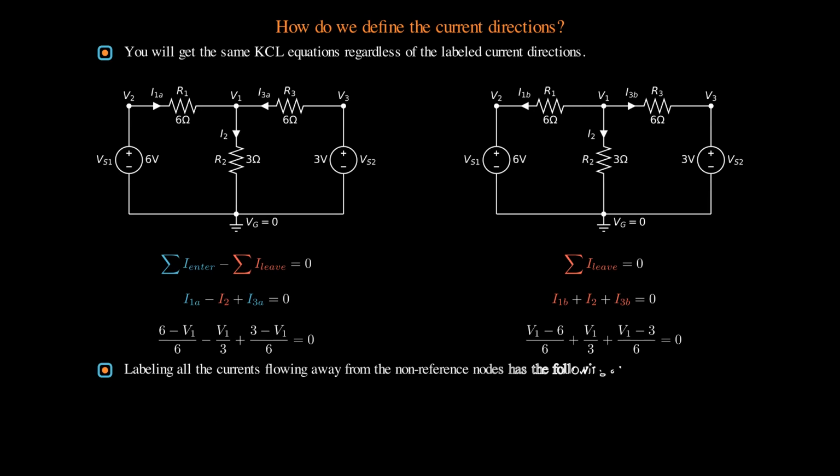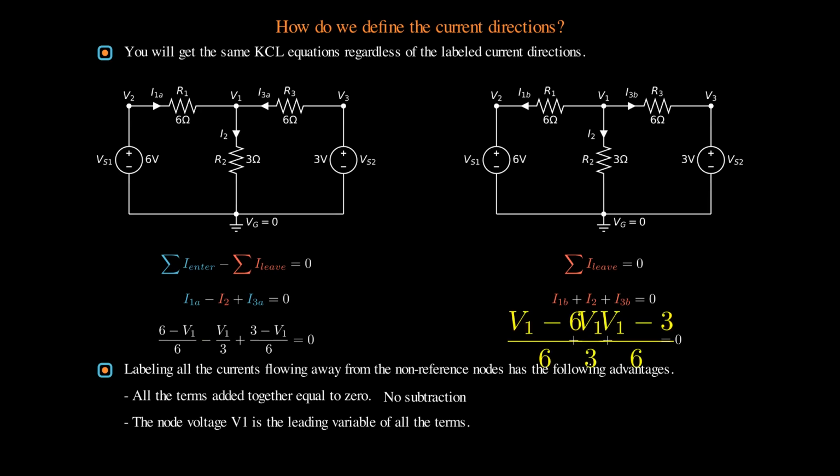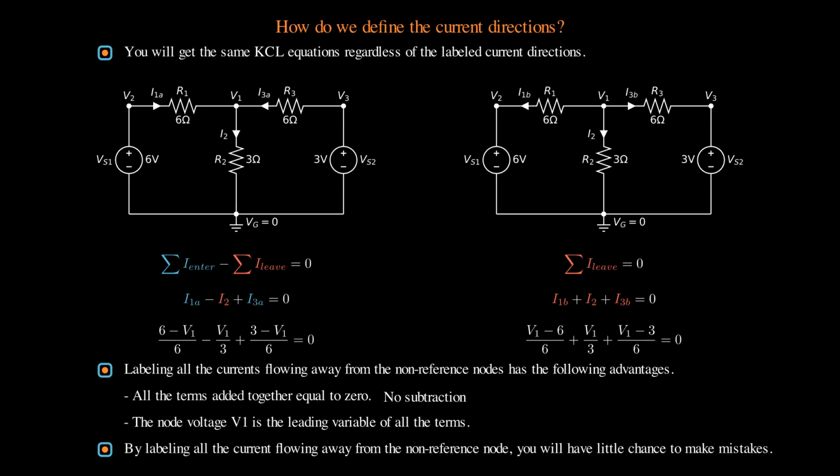The second way, namely label all the currents flowing away from the non-reference nodes, has the following advantages. All the terms added together equal to 0. No subtraction, as can be seen in the left equation. In addition, the node voltage V1 is the leading variable of all the terms. Compared with the left equation, V1 is leading in the second term, but not leading in the first and third terms. Then, by labeling all the current flowing away from the non-reference node, you will have little chance to make mistakes.